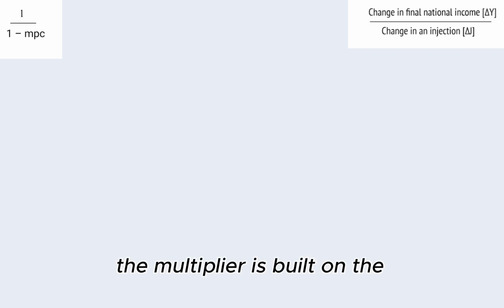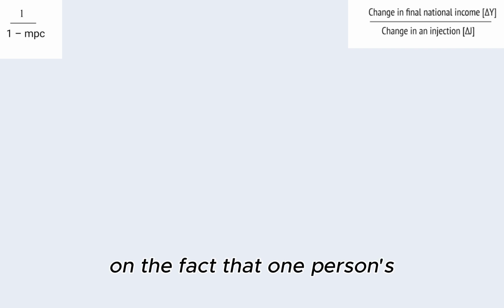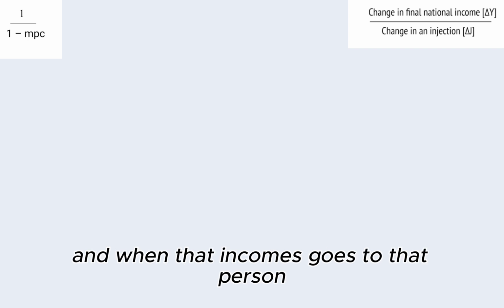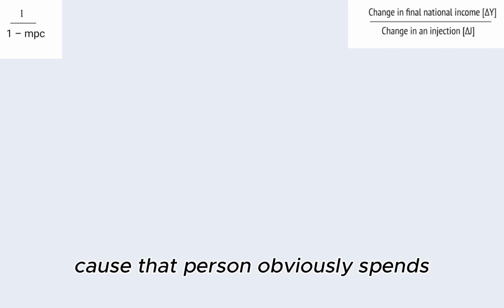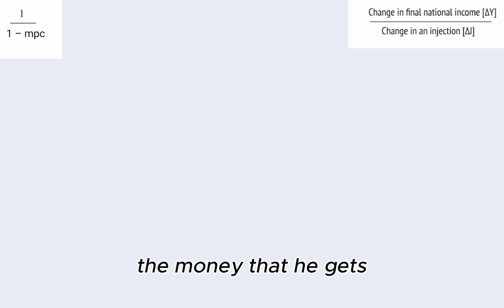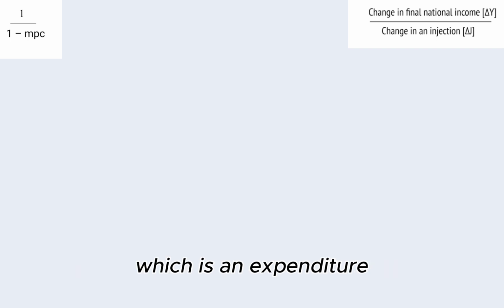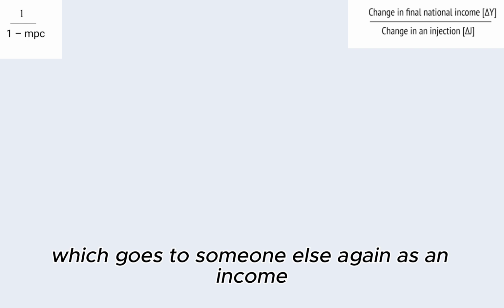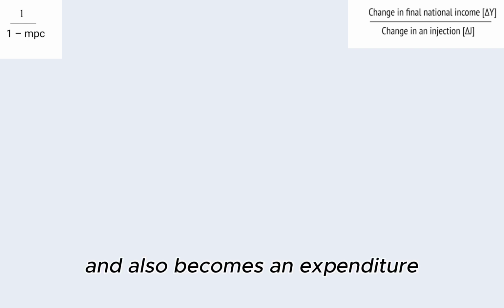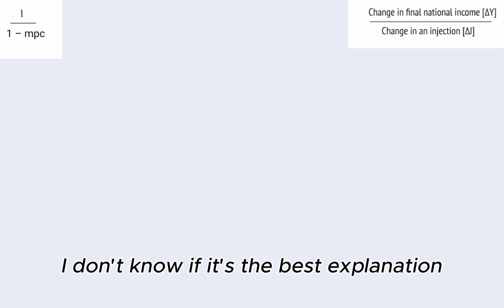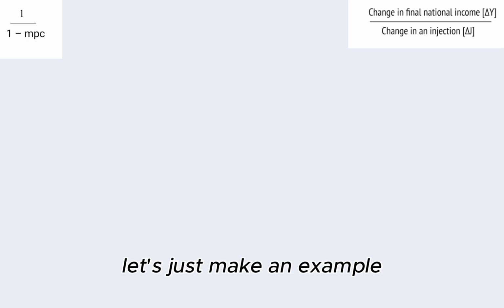Now the multiplier is built on the fact that one person's expenditure becomes another person's income, and when that income goes to that person, it becomes an expenditure, because that person obviously spends the money that he or she gets on their personal needs, which goes to someone else again as an income, and also becomes an expenditure when that someone else spends their money. I don't know if this is the best explanation. What I'm simply saying is, let's just make an example.